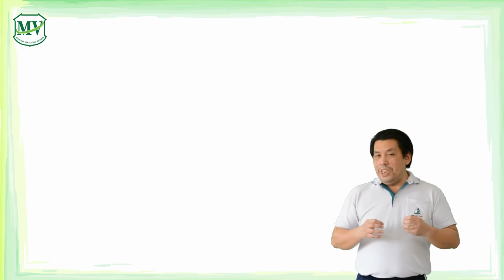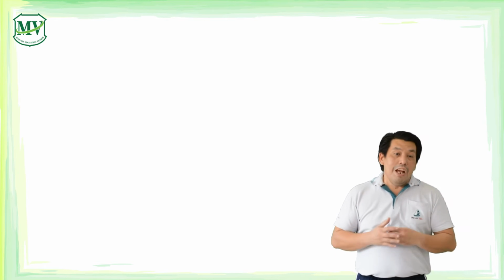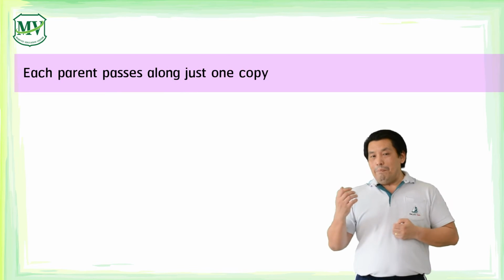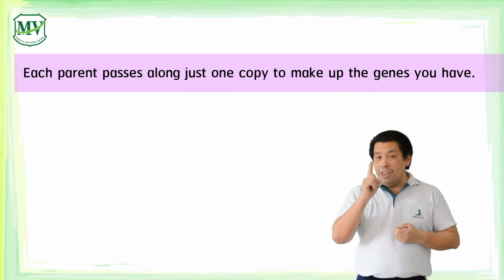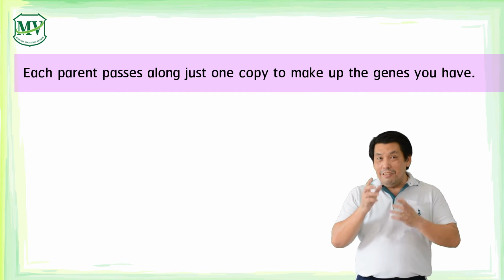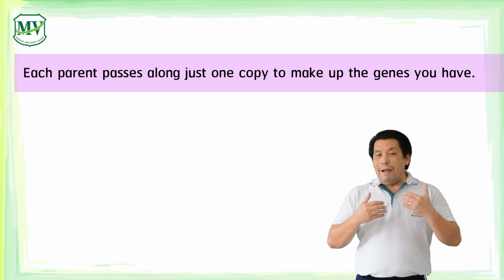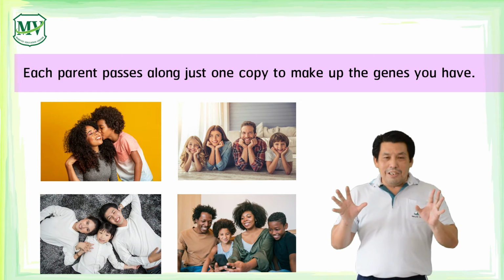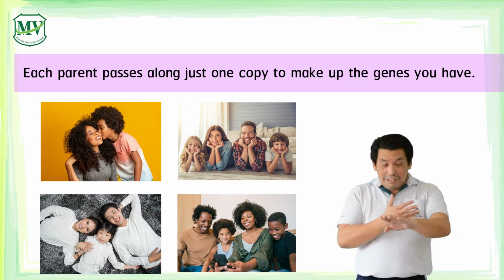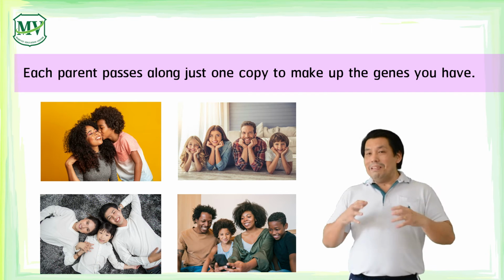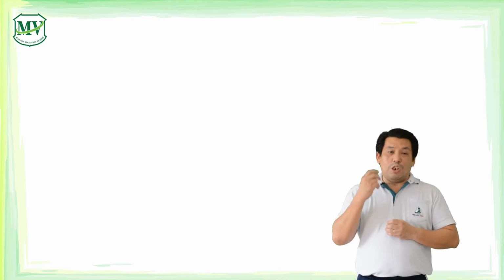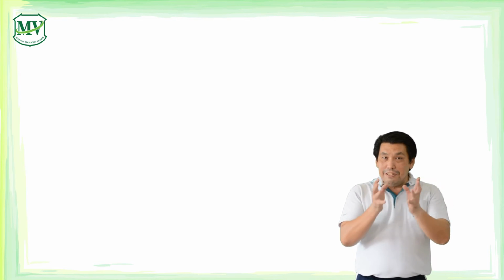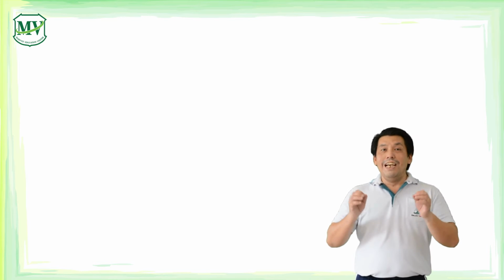Like chromosomes, genes also come in pairs. Each of your parents has 2 copies of each of their genes, and each parent passes along just 1 copy to make up the genes that you have. Genes that are passed on to you determine many of your traits, such as your hair color and your skin color. Now, since human cells carry 2 copies of each chromosome, they have 2 versions of each gene. These different versions of a gene are called alleles.